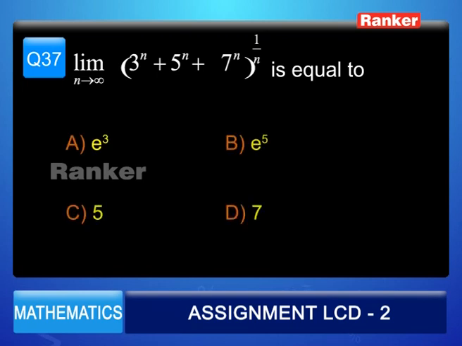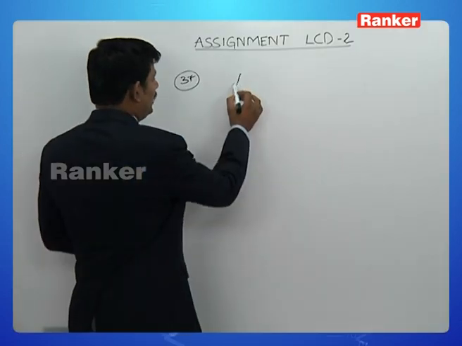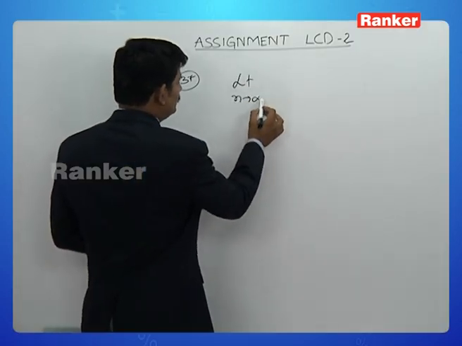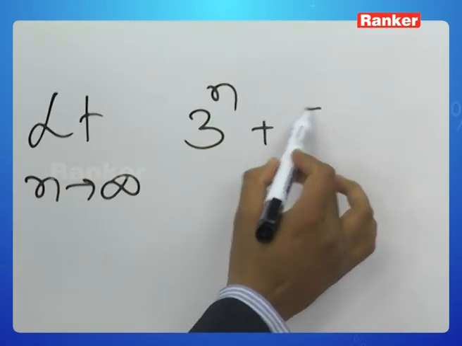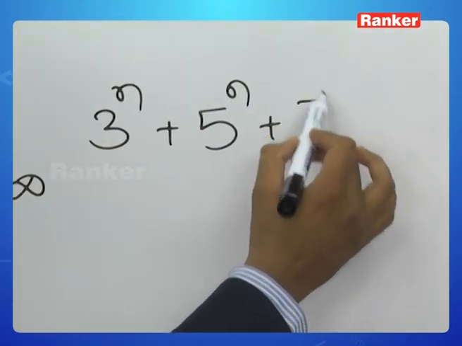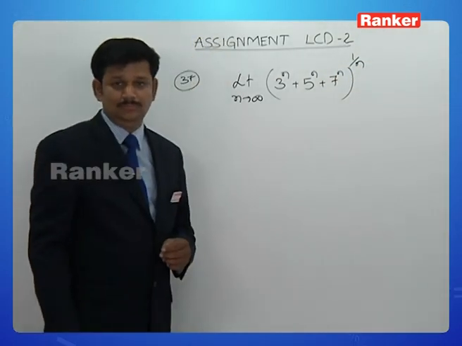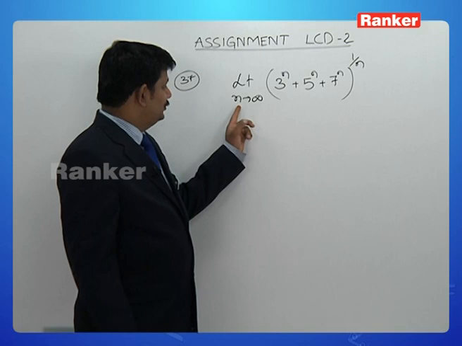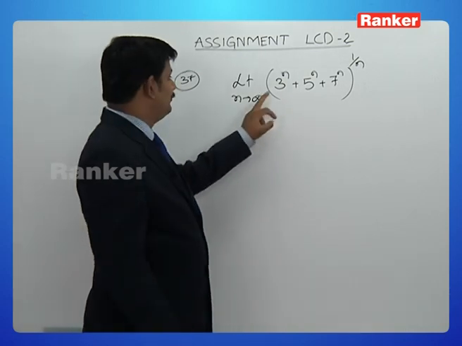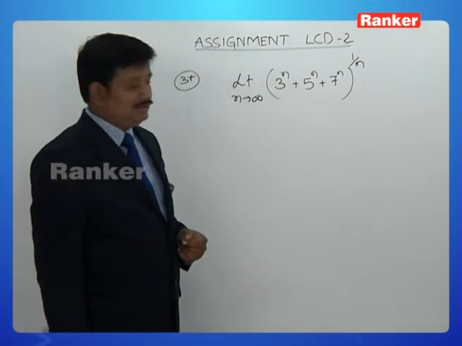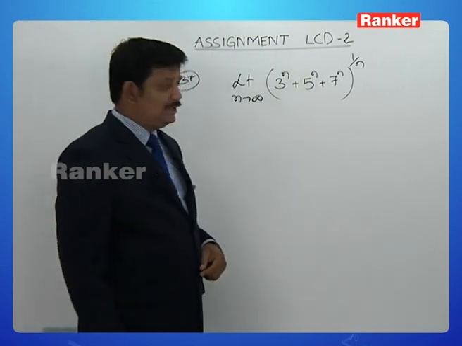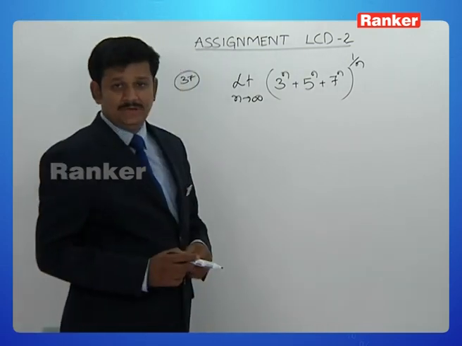Next question, limit n tending to infinity of (3 power n plus 5 power n plus 7 power n) whole power 1 by n. We need to evaluate this limit. Observe, as n tends to infinity, 3 power n tends to infinity, 5 power n tends to infinity, and 7 power n tends to infinity.